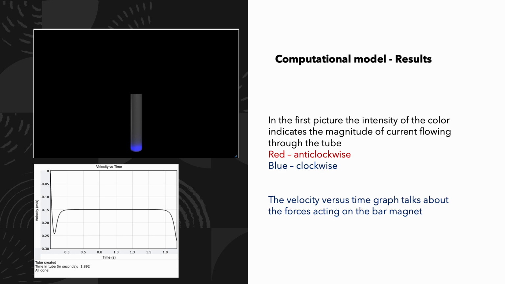These are the results of the computational model. In the first picture, the intensity of the color indicates the magnitude of current flowing through the tube. The red on top indicates anti-clockwise and the blue indicates clockwise, and the velocity-time graph shows the forces acting on the bar magnet. In the beginning and end there are unbalanced forces acting, and in the middle balanced forces are acting.